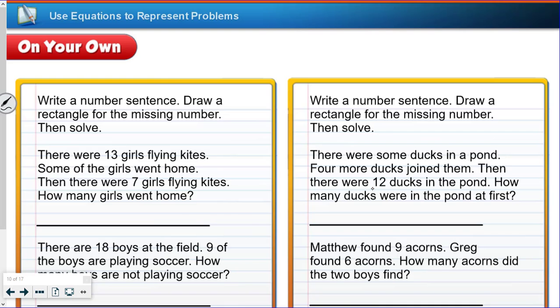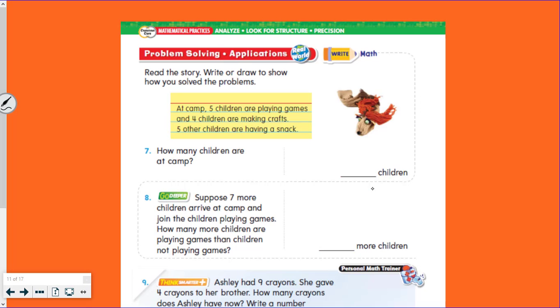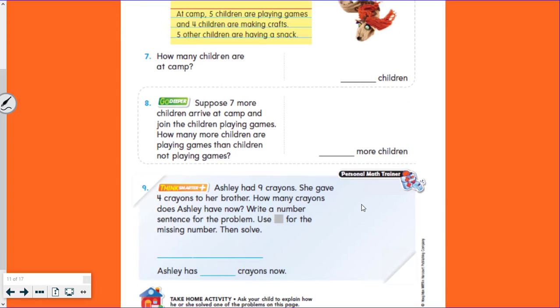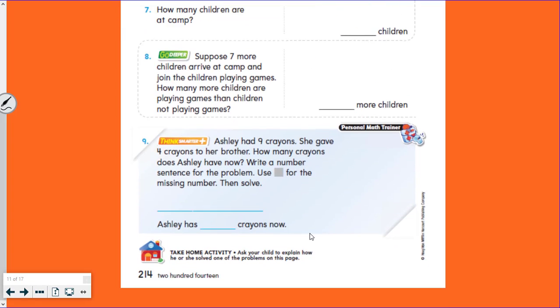All right. And the last one we're going to do is the Think Smarter problem on page 214. So it says, Ashley had 9 crayons. She gave 4 crayons to her brother. How many crayons does Ashley have now? Write a number sentence for the problem. Use the gray square for the missing number. Then solve. All right, go ahead and you work on that, and then we'll come back together and we'll check it when you're ready. So pause your video.